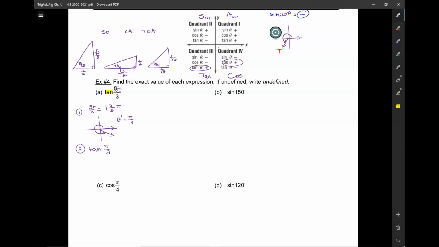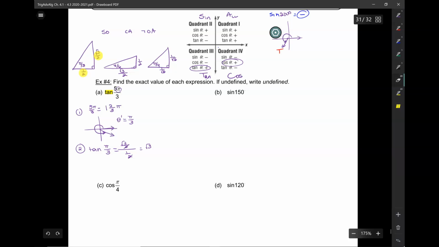Step 2, I'm being asked for tangent in this problem, so I find tangent of the reference angle. Okay, so that's the pi over 3 triangle. I go to my pi over 3 triangle, that's the first one, and tangent is opposite over adjacent. So I'm going to say that this is root 3 over 2 over 1/2. The 2's cancel, so that's just root 3.